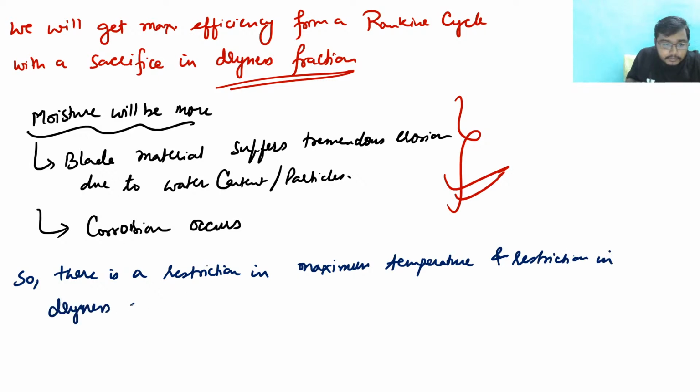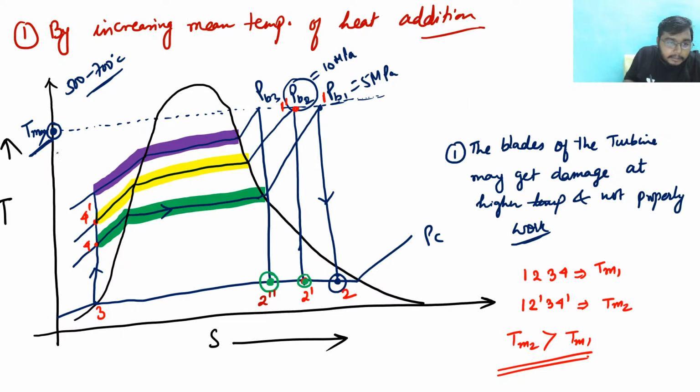See here, the restriction in maximum temperature was that we cannot increase the temperature much. Why can't we increase it? Because the blades of turbines get damaged at higher temperature and do not work properly. So my maximum temperature is fixed. Now if my maximum temperature is fixed, I cannot do anything with that. But what I did, I tried to increase the mean temperature of heat addition. So to get a higher mean temperature of heat addition, I increased the pressure.